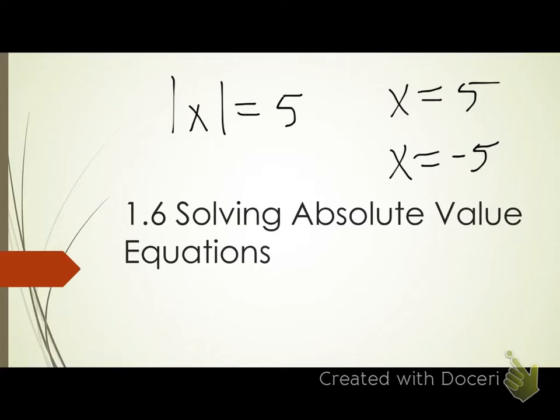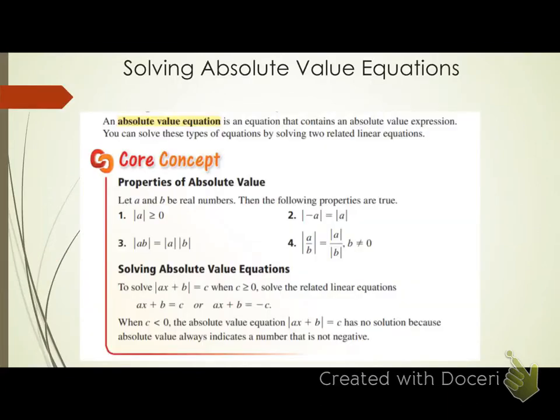Okay, let's move on. An absolute value equation is an equation that contains an absolute value expression. You can solve these types of equations by solving 2 related linear equations. We use the 2 equations, once again, to account for our positive value and our negative value. Okay? So, this first little part, these are just some properties of our absolute value, so let's go through those. Let a and b be real numbers. Then the following properties are true.